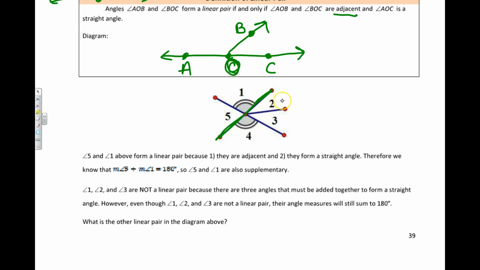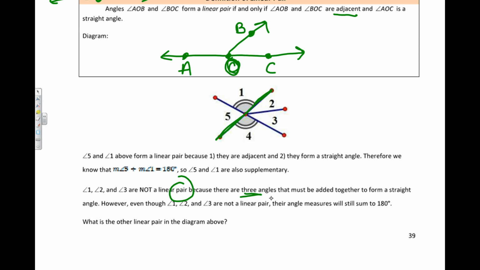Now, angles 1, 2, and 3 are not a linear pair because, namely, they're not a pair. 3 angles cannot be a linear pair because it's 3 as opposed to 2. However, we do know that the measure of angle 1 plus the measure of angle 2 plus the measure of angle 3 will still equal 180 degrees. We just don't consider them a linear pair.